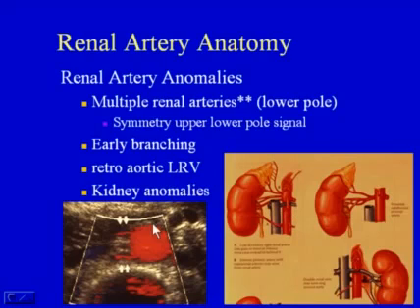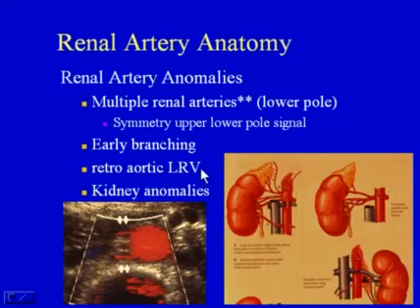Here we have an image of the aorta, and we see right renal artery number 1 and right renal artery number 2. If the accessory renal artery is identified, it is important to thoroughly evaluate that renal artery for stenosis.